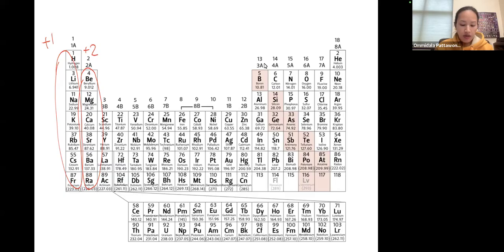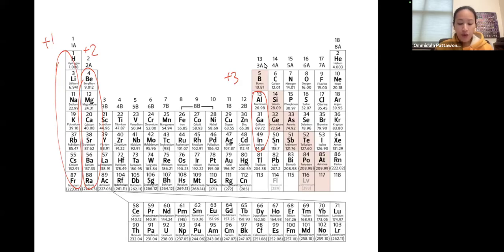Then we are going to skip to this group right here, aluminum. The aluminum group would be 3 plus. The reason I'm not including boron is that boron is a metalloid, which means that when it forms compounds, it would not form ionic compounds. It is not going to give off electrons. It is most likely going to share its electrons with other elements. So that's why the type of bond would not be an ionic bond.